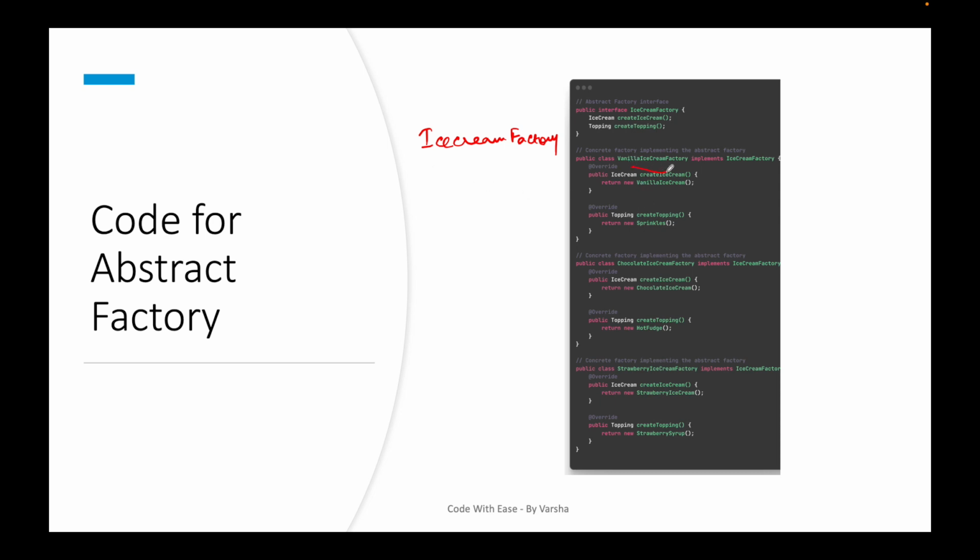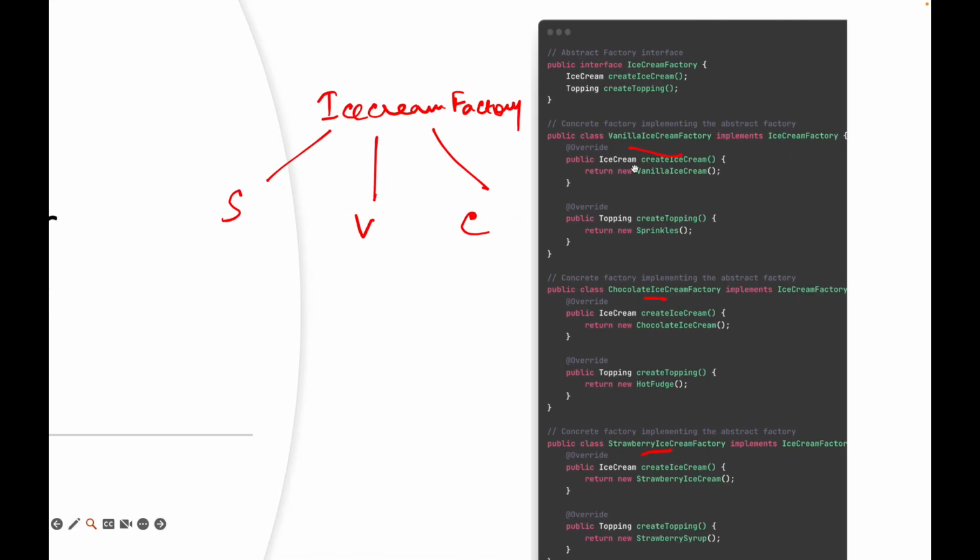And that is what is happening. We have a vanilla ice cream factory, then we have a chocolate ice cream factory, and then we have a strawberry ice cream factory. So it is divided into 3 different concrete classes. One is strawberry, one is vanilla, one is chocolate. So 3 different ice cream factories, and the concrete classes have implemented the ice cream factory interface.